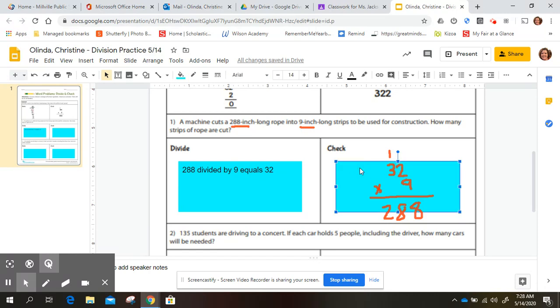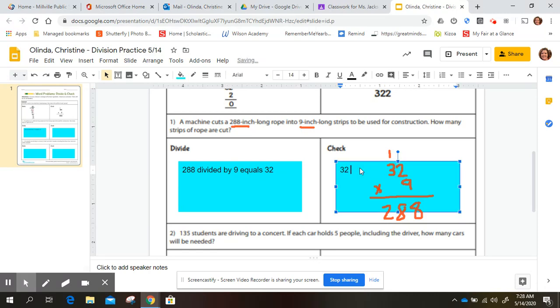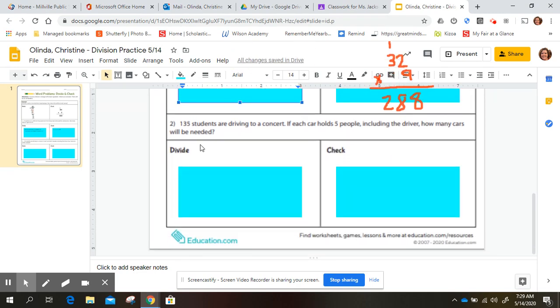So I can type that in the box. 32 times 9 equals 288. If I wanted to put that in a sentence here, I could say, I will have 32 strips of rope cut. All right, we can move down to the next one.